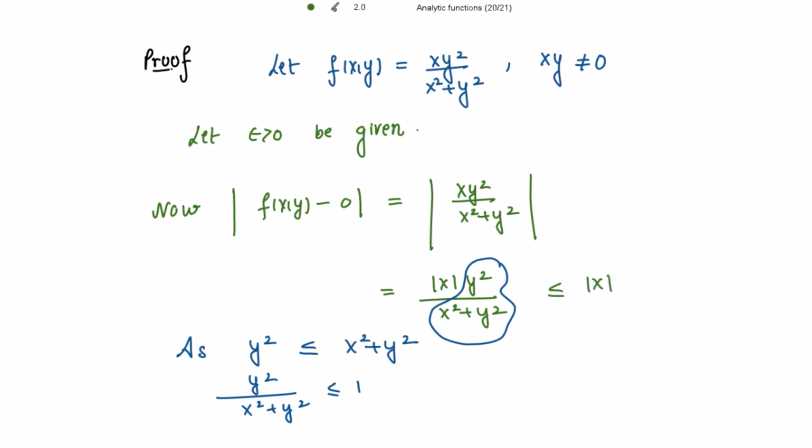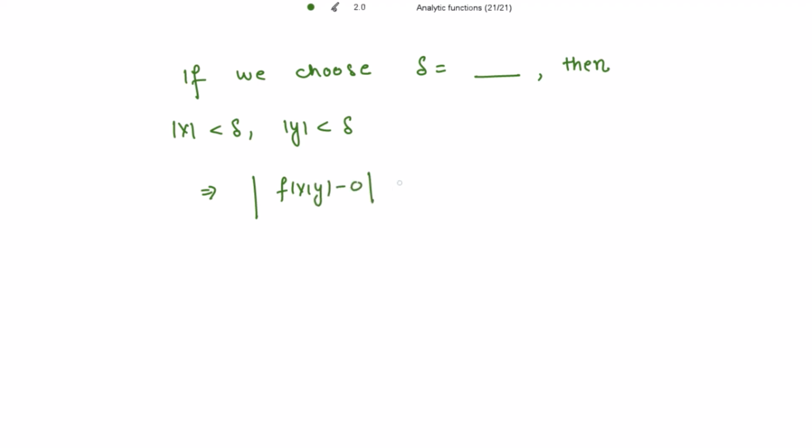Very fine? Yes? Okay. If we choose delta to be equal to, we choose this later, right? Then mod of x is less than delta, mod of y is less than delta, implies what? That mod of f(x, y) minus 0 is less than or equal to mod of x, and mod of x is strictly less than delta. Because I need to choose such a delta so that this mod is strictly less than epsilon. So I can straight away choose this delta to be epsilon. Yes, then only I can get this mod to be strictly less than epsilon.